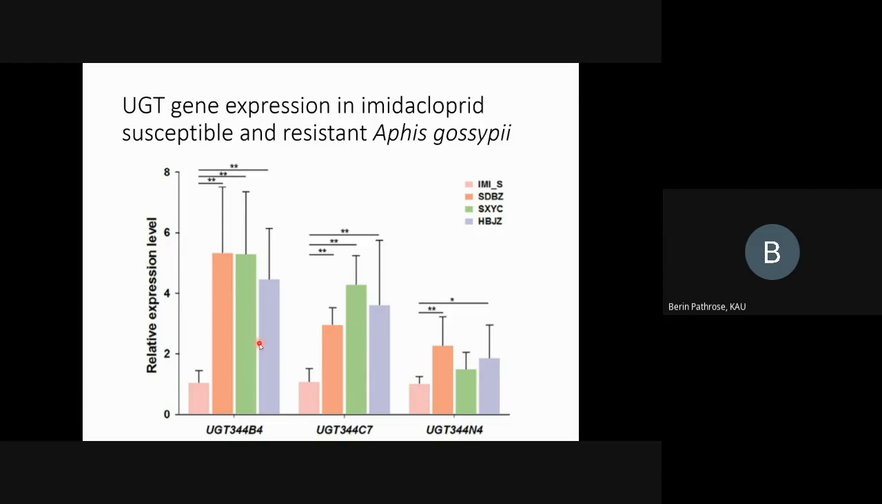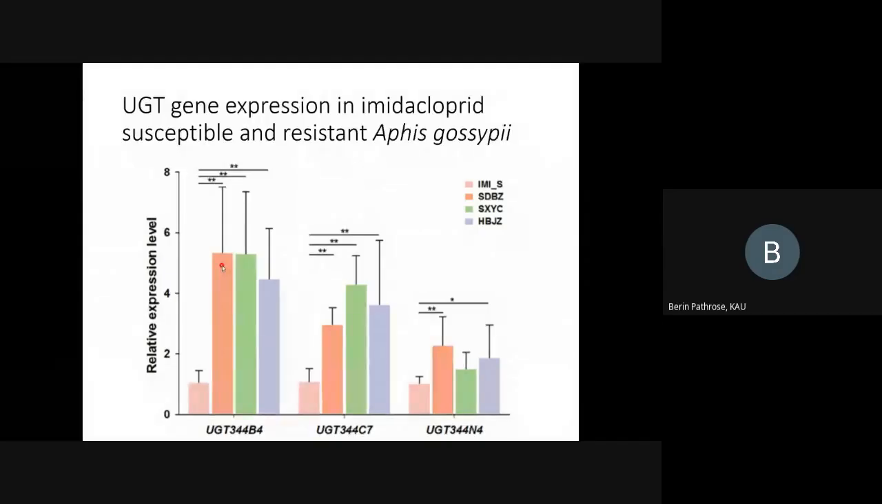The gene expression is extremely high in the resistant population compared to the susceptible one. So that means the expression of the gene is more and the production of uridine diphosphate glycosyl transferase enzyme is more, and it is leading to the detoxification of imidacloprid and imparting resistance to imidacloprid. That is with respect to imidacloprid.